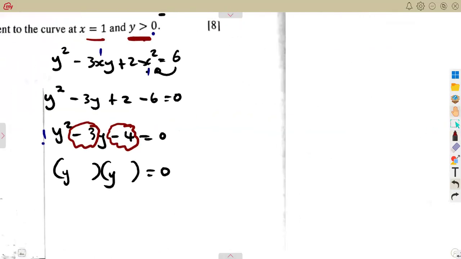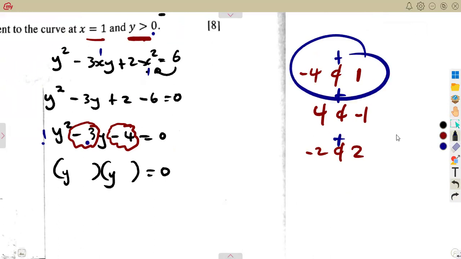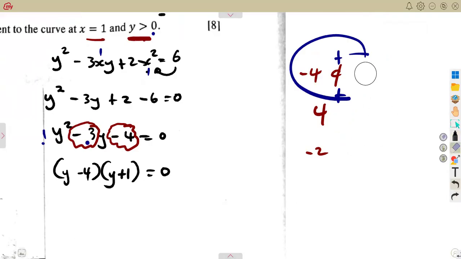So we need factors of negative 4: negative 4 and 1, 4 and negative 1, minus 2 and 2, and 2 and minus 2 is just one and the same thing. When you add, you are going to obtain a negative 3. So that's minus 4 and 1. If you add these two terms, we obtain a minus 3. So we've got minus 4 and a positive 1 from our factors.